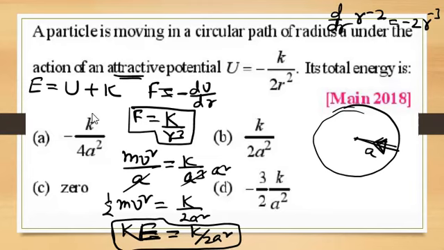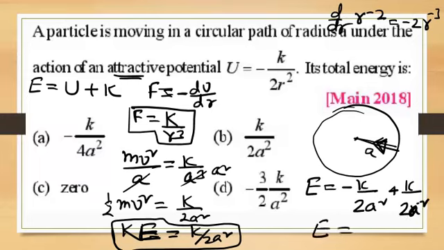Well, potential energy was minus k upon 2a square. So the total energy is what? Minus k upon 2a square plus k upon 2a square. So ultimately the total energy is 0. So out of the 4 options, C is the correct option.